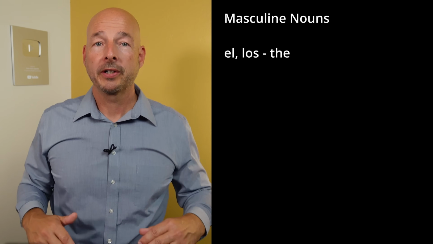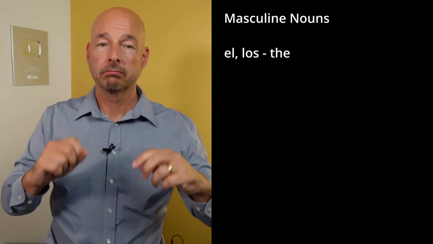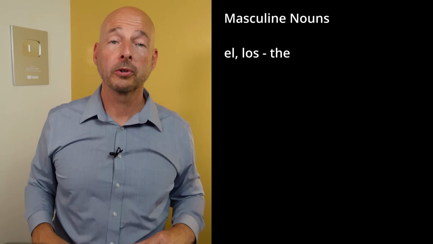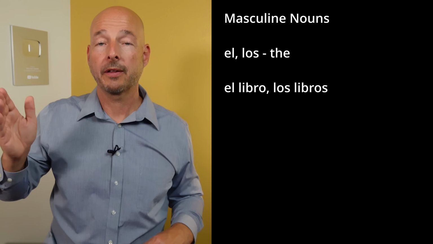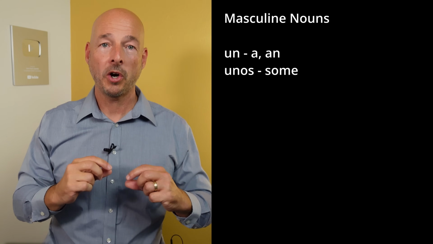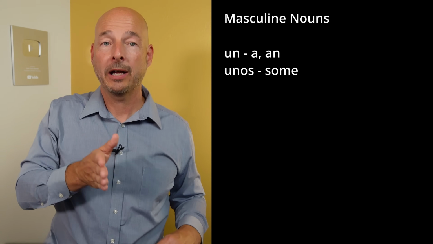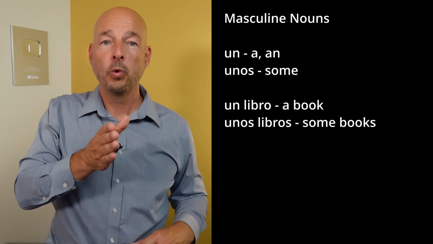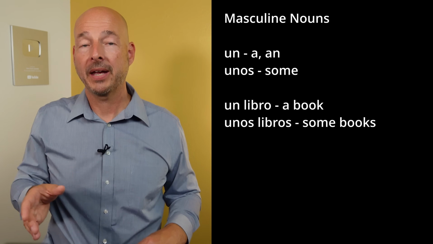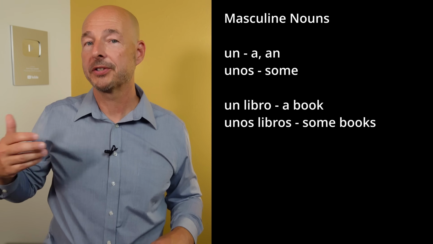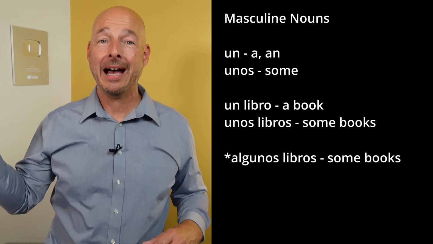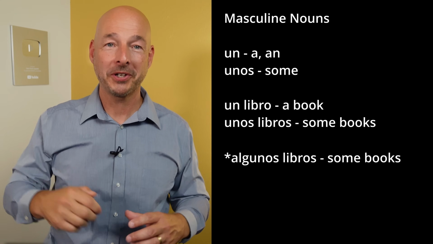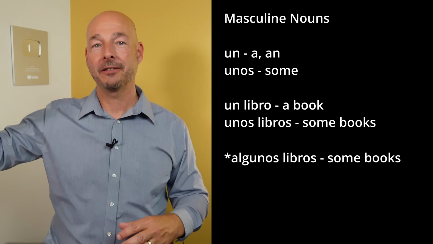So let's talk about masculine nouns. Our definite articles are going to be el and los. El for singular, los for plural. El libro, the book. Los libros, the books. Now, our indefinite articles are going to be un and unos. So, un libro is a book, and unos libros are some books. There is another way to say some. We could say algunos libros, but that's not what we're talking about today. We'll talk about that in a future lesson.